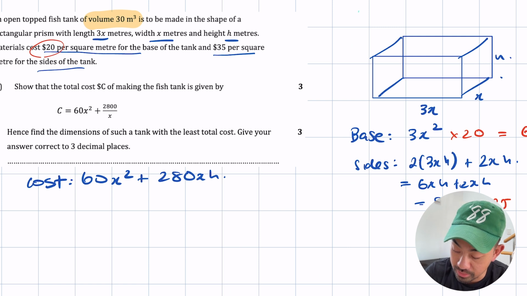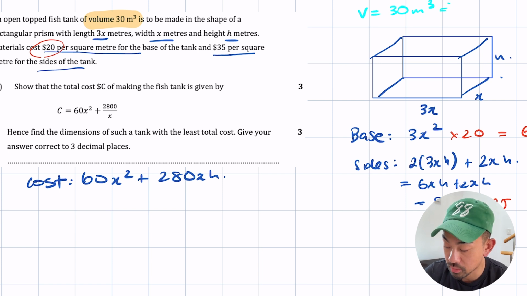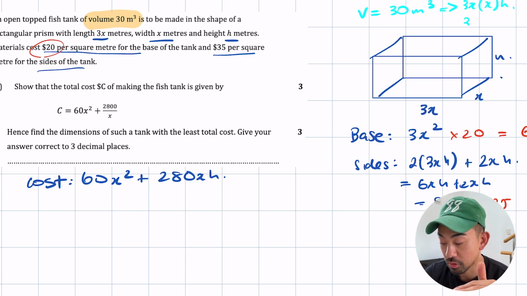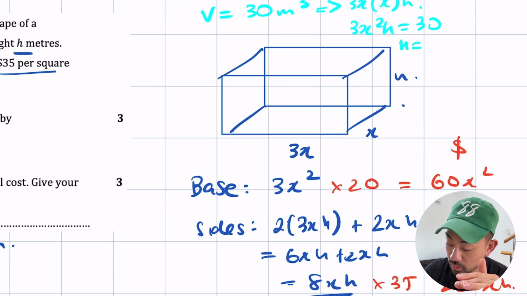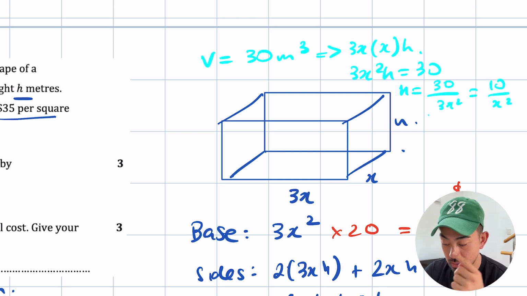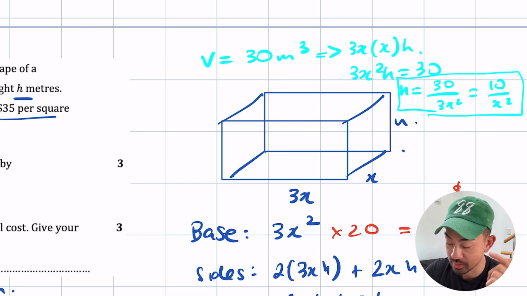So what can I say? I can say the volume is equal to 30 meters cubed. And the volume of this box, or this rectangular prism, is base, so 3x times the width times the height. So that is 3x squared h is equal to 30. So h must be 30 over 3x squared. So that's 10 over x squared simplified. So I will probably need to use this fact. Let's sub that in and try.